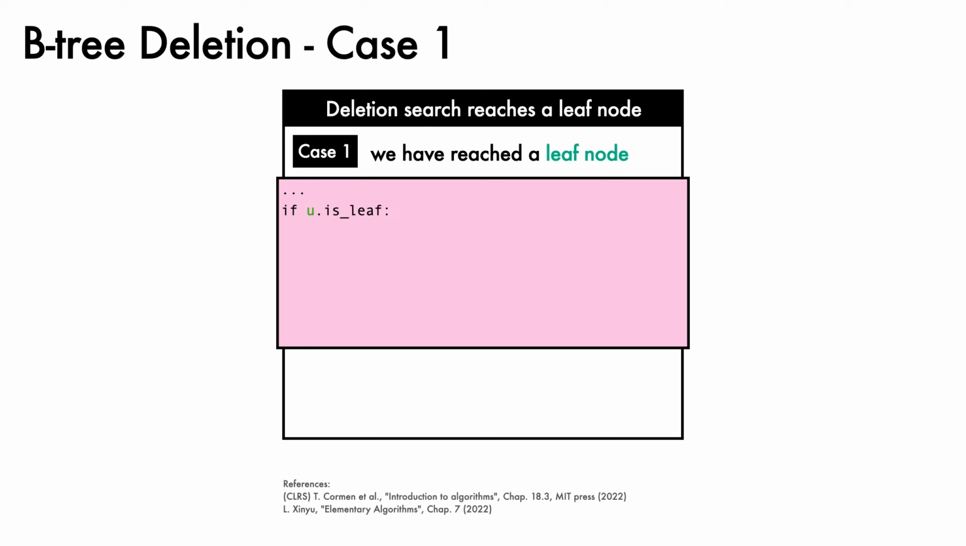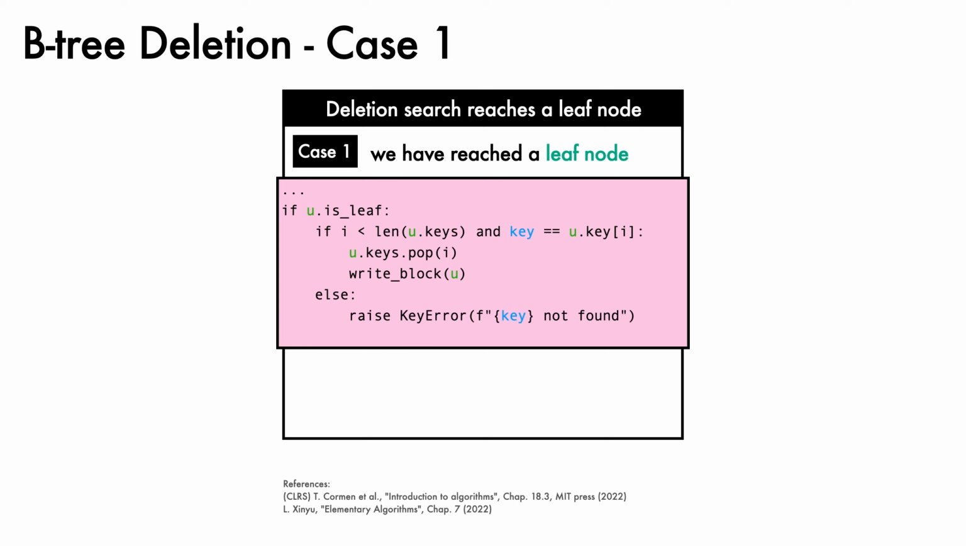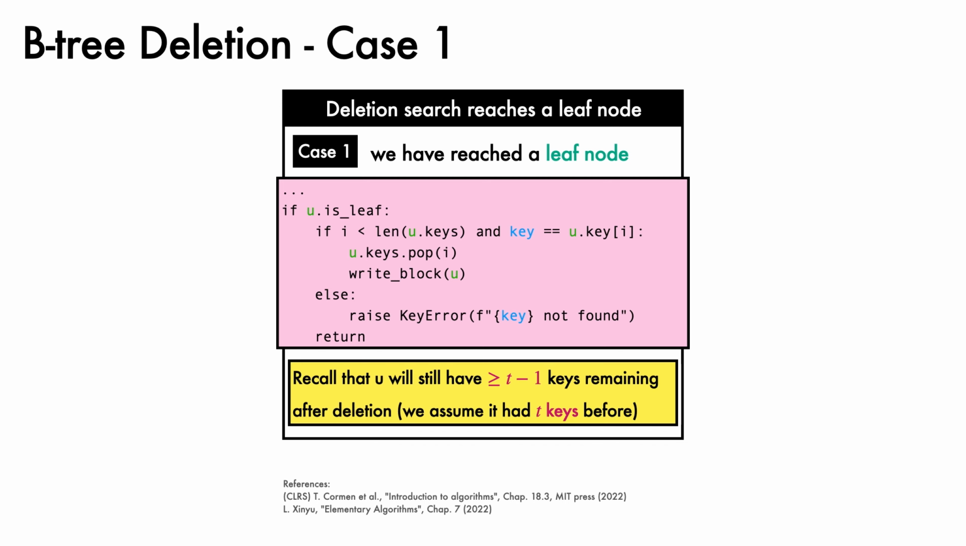Let's look first at case 1, where the search reaches a leaf node. Continuing our delete function from before, we'll consider the case when u is a leaf. The logic is simple. If we find the target key amongst u's keys, we delete it, and write the block containing u to memory. Otherwise, we raise a key error to indicate the key was not found in the tree. Either way, we then return. Note that we are confident that it is safe to delete a key without violating the B-tree properties, since we always assume that u has at least t keys when delete is called on it.